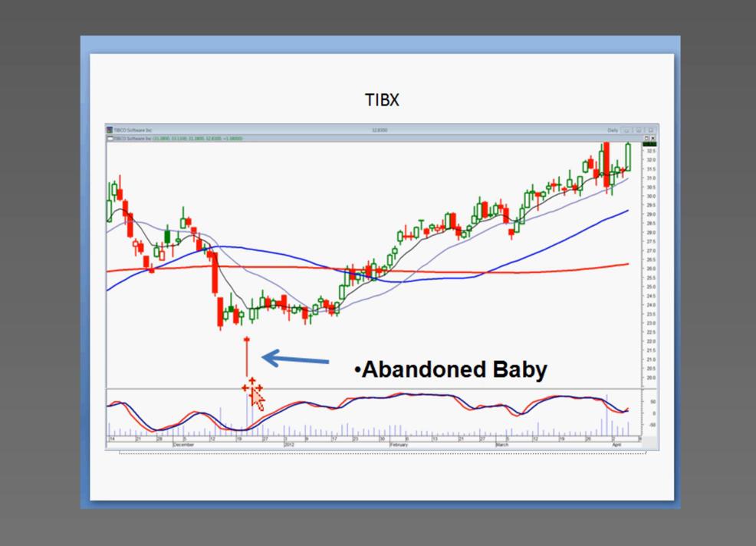Remember, where do most people sell? They panic sell at the bottom. What's our strongest signal? A doji at the bottom followed by a gap up. So that's your one-day island reversal, which in Japanese candlestick analysis is called your abandoned baby. That's one of your strongest reversal signals.